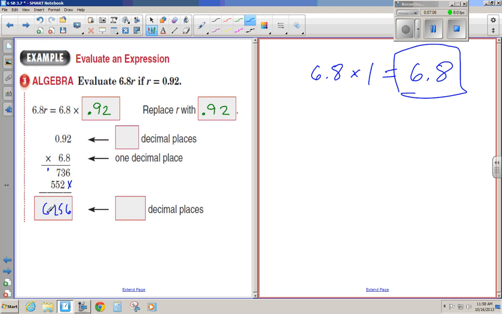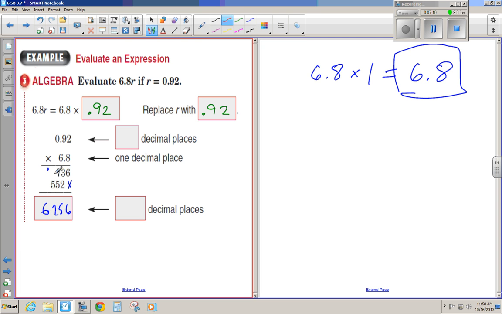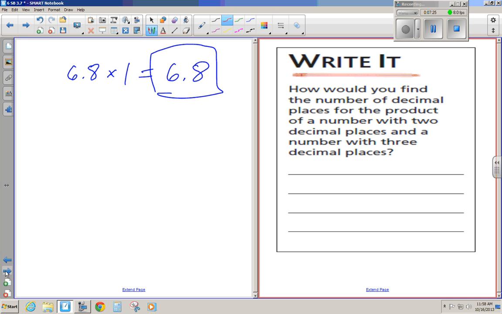I have 6.256. And the decimal, according to the estimation, should go here. But also, you have 2 decimal places with 1 decimal place equals 3 decimal places. 1, 2, 3. That's how this is set up. All right, let's write in here. How would you find the number of decimal places for the product of a number with 2 decimal places and a number with 3 decimal places? There are 2 ways.